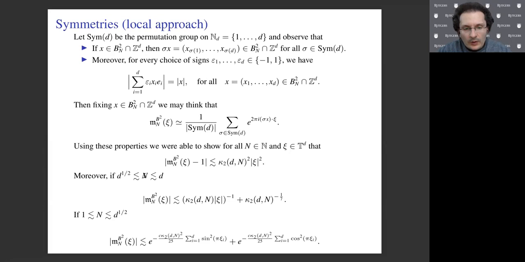And moreover, when n is between d and the square root of d, then we are able to control our multiplier by the van der Corput estimate. So this is the part that is conjectured. But unfortunately, here we have some error term, which is a negative power of this isotropic constant. And if the radii are smaller than the square root of the dimension, then we have this sophisticated bound for our multiplier.